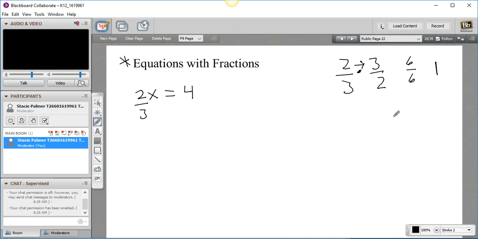So anytime you want to make a fraction a 1, you can multiply by its reciprocal. So if we have 3/4, we want to make that a 1, we could times it by 4/3. 3 times 4 is 12.